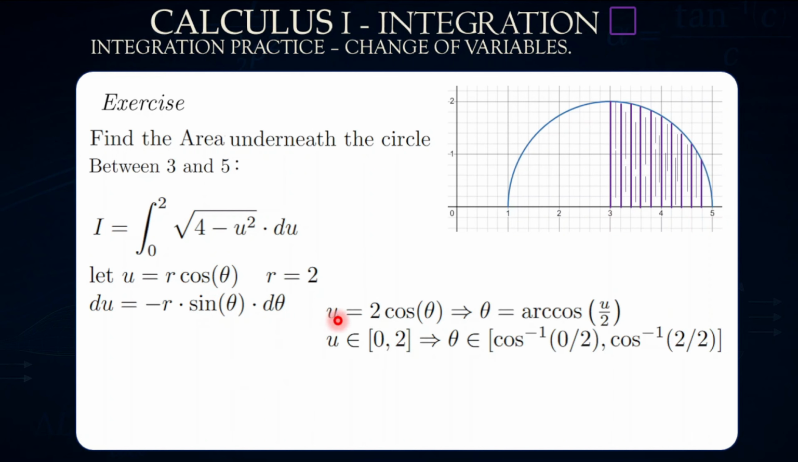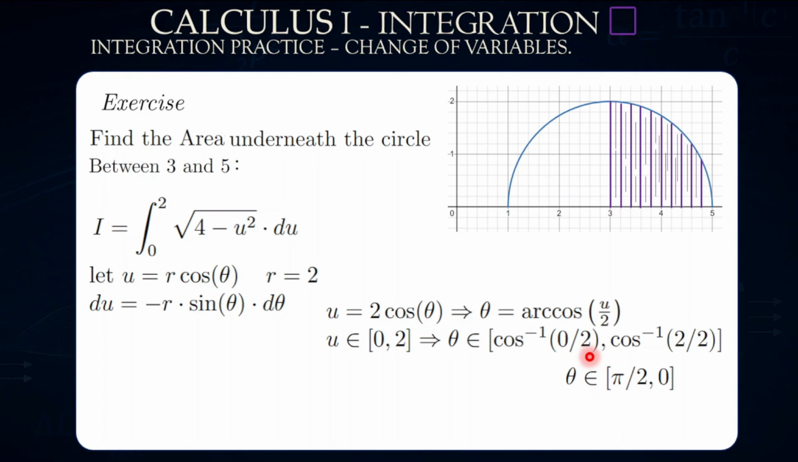Then, since u equal 2 cosine theta, then theta equal cosine to the power of minus 1 of u divided by 2. Here we also need again to change the interval. So u that used to be in 0, 2 has to move into theta. Now theta is equal to cosine to the power minus 1 of u divided by 2, which is cosine to the power minus 1 of 0 divided by 2, and cosine to the power minus 1 of 2 divided by 2, which is cosine to the power minus 1 of 1. So theta is in the interval.